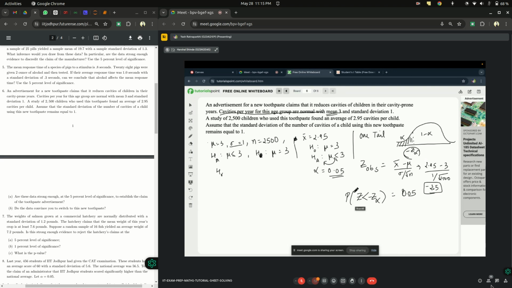So what will I do? I will directly find the value. But before that, I'll do some drill and convert it into minus Z greater than Z alpha. It will be 1 minus the probability of Z less than Z alpha, which will be 0.05. Naresh sir, find 0.95 in the Z table and tell me the point very quickly.